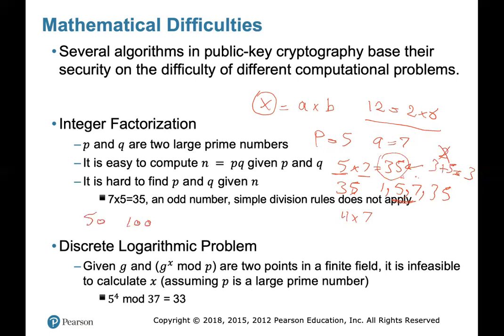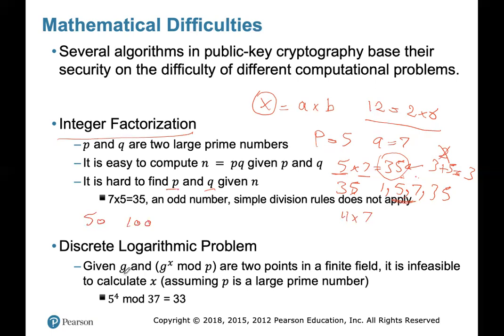So it is, at the end of the day, very difficult for the attacker to factorize a number which is the multiplication of two prime numbers. So this is the first thing that we will be using in asymmetric encryption. The other thing that we sometimes use is the discrete logarithm, a kind of power computation.